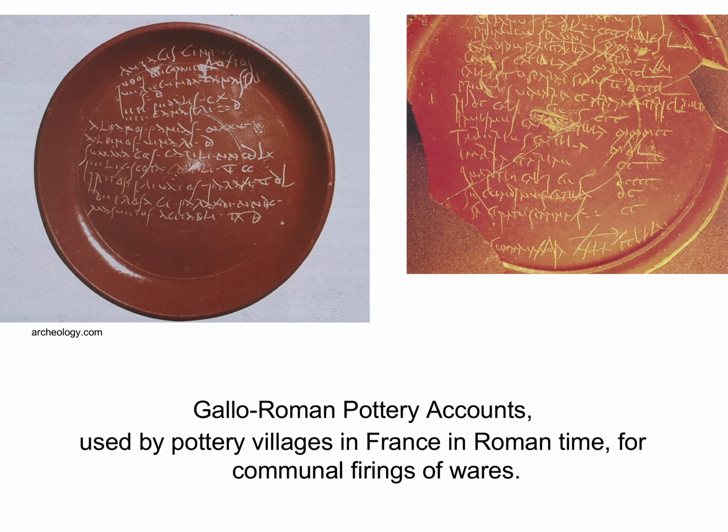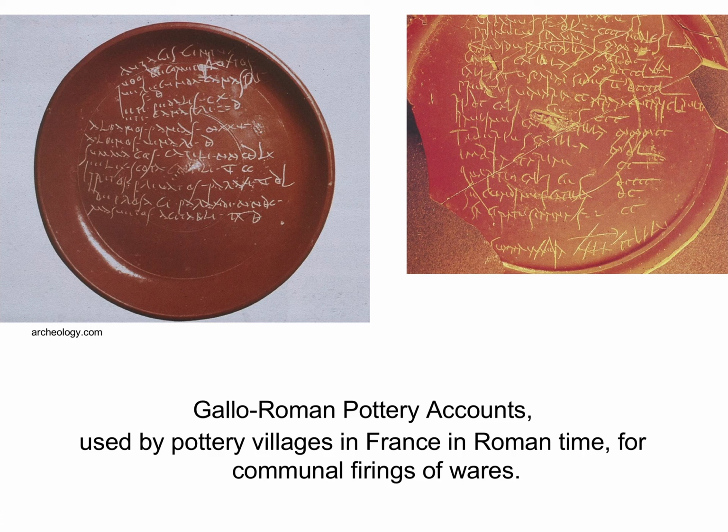It's a Gallo-Roman pottery account from France, and it was used in pottery villages in France in Roman times for communal firings of wares. So the potters would bring their pots to a kiln, and as they loaded their ware into the kiln communally, somebody would make a record of so-and-so put so many pots of that type in the kiln. And then that little dish would be placed in the kiln, fired with the ware, and when the fired ware was redistributed to the community, they would know how many pots would be given back to such and such potters and so on, accounting for loss.